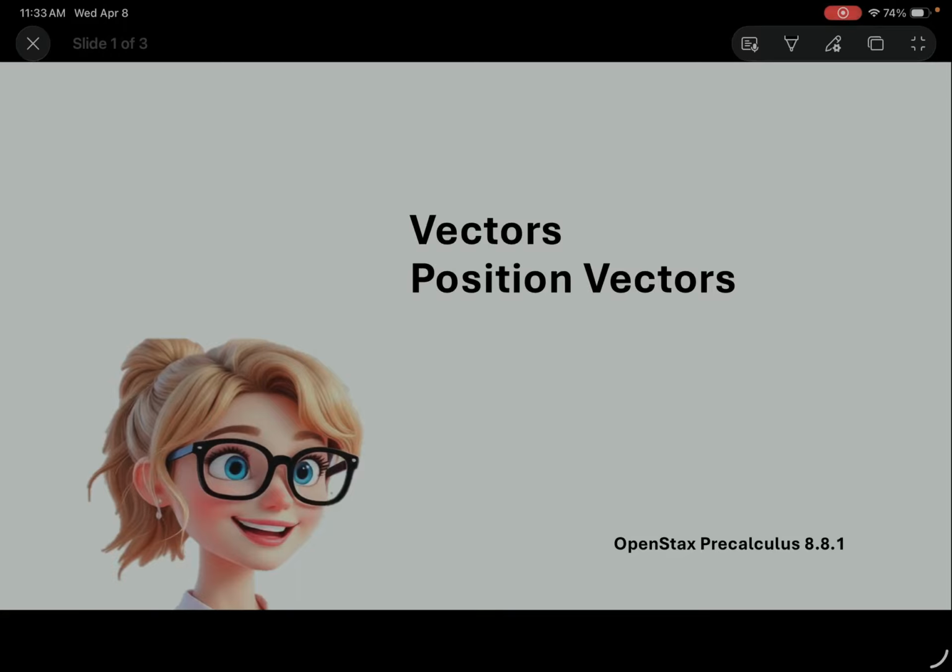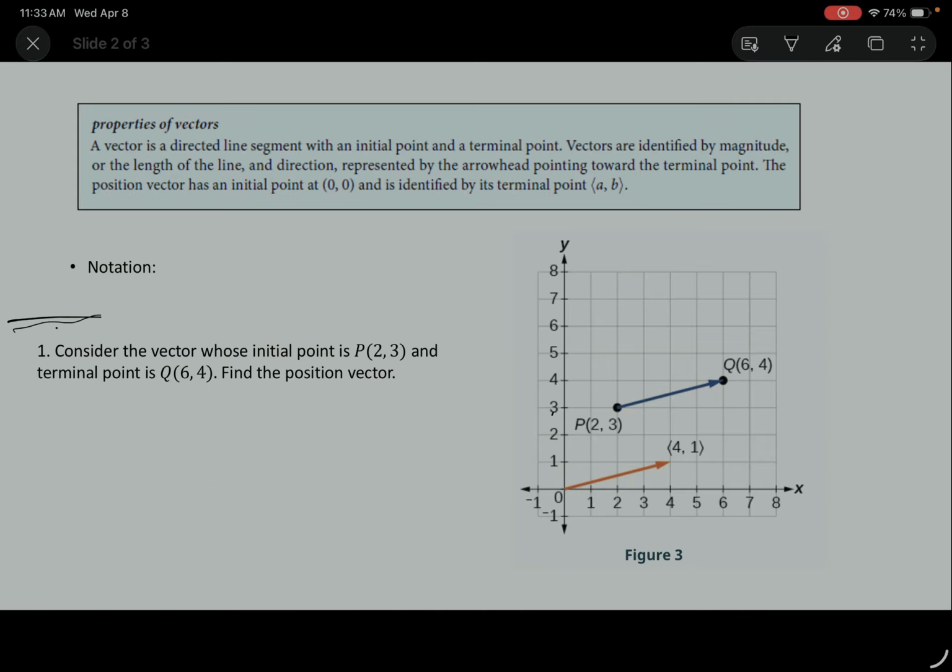Okay, let's talk very briefly about position vectors. Here's what a position vector is. If I were to take a vector, here in this graph the blue one is a vector. The initial point of the vector is at (2, 3). The terminal point of the vector is at (6, 4). So we're going to use this in a second.